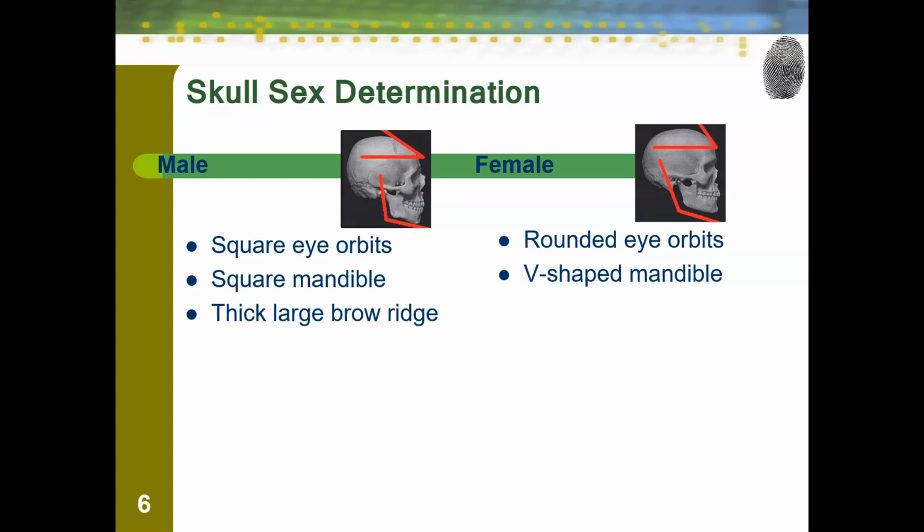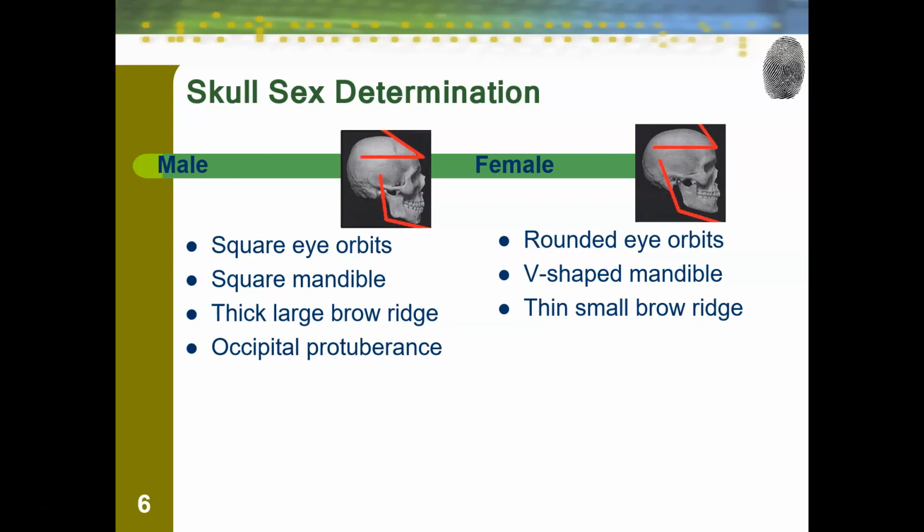A thick, large brow ridge. So your brow ridge is right about where your eyebrows sit on your skull. And in many males, there's actually more bony growth there, causing it to protrude a little bit, compared to women, who have a much thinner brow ridge. So while it may protrude a little bit, it's typically not very much.